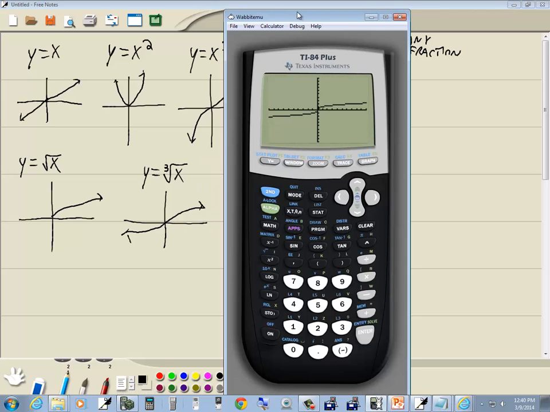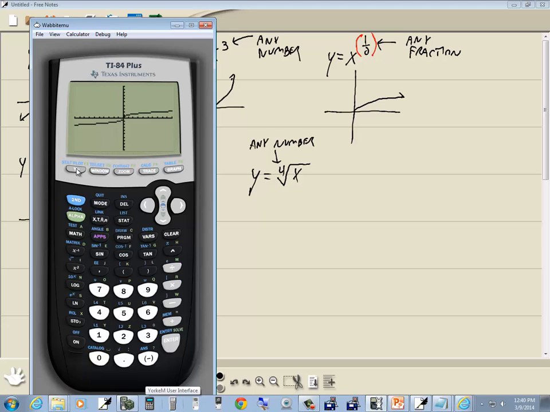So how we do it: press our Y=, press clear. We put our index in first. So I'll put 4 in, then I'll go to MATH, and we want to choose the fifth one, the one that's the radical with an x for the index.